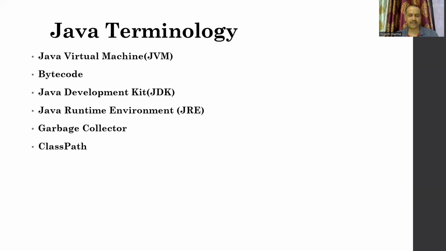And the Java Development Kit, also known as the JDK. The Java Development Kit is responsible for developing the Java program, the Java application. So here we can find all the things that are responsible for developing the application.